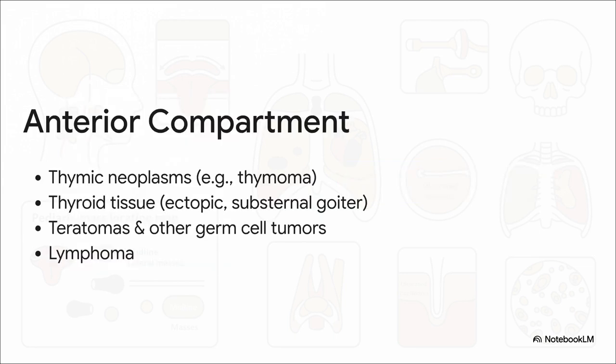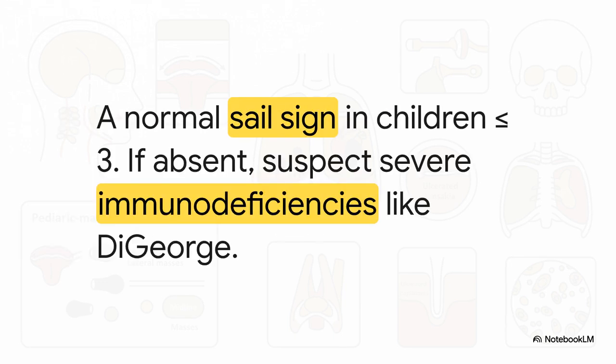The anterior compartment is classically defined by the 4 T's. That's thymoma, thyroid neoplasms like ectopic or substernal goiters, teratomas and other germ cell tumors, and terrible lymphoma. Keep in mind, a large thymic shadow is an entirely normal finding on a frontal chest X-ray in children under the age of 3. However, if it's missing in a young patient, that should immediately raise concern for severe immunodeficiencies like DiGeorge syndrome or severe combined immunodeficiency.